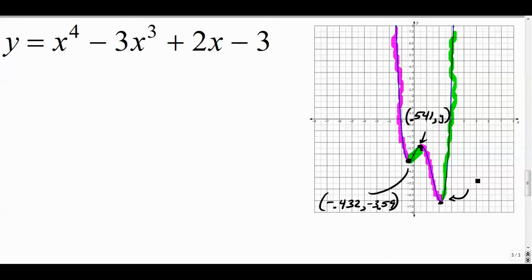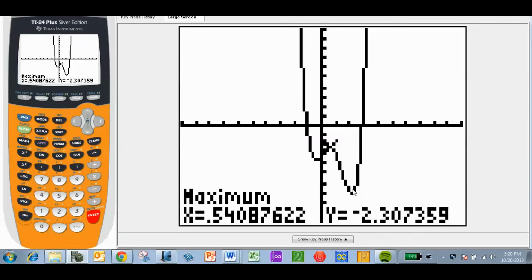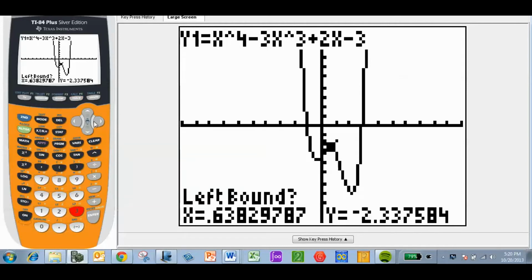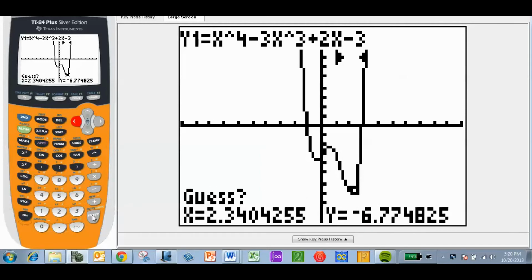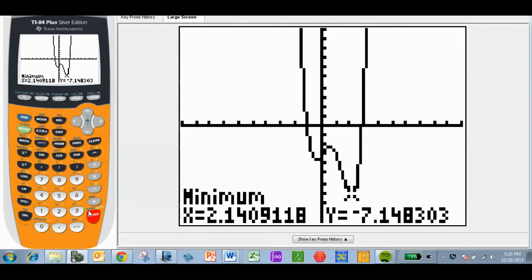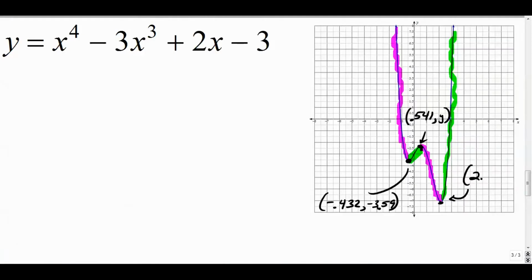And now let's get to the other minimum right here, this minimum down here. So I press second trace, minimum is 3, so my cursor needs to be to the left of that minimum, press enter, and then go to the right of that, press enter, and then guess, press enter. 2.14. Notice I'm not really interested in the y values, because when we talk about intervals of decreasing and intervals of increasing, it's all about x values.